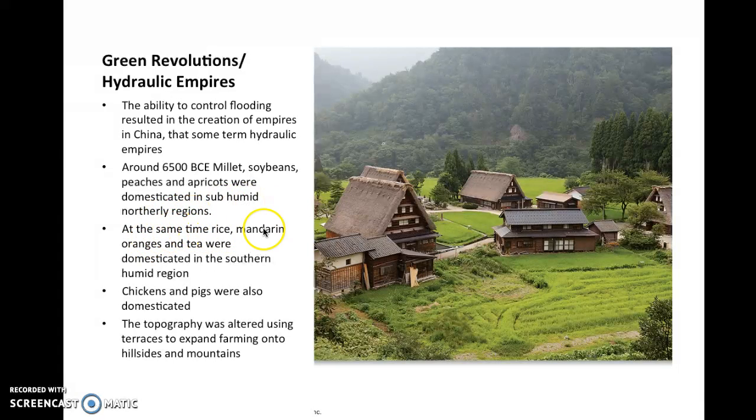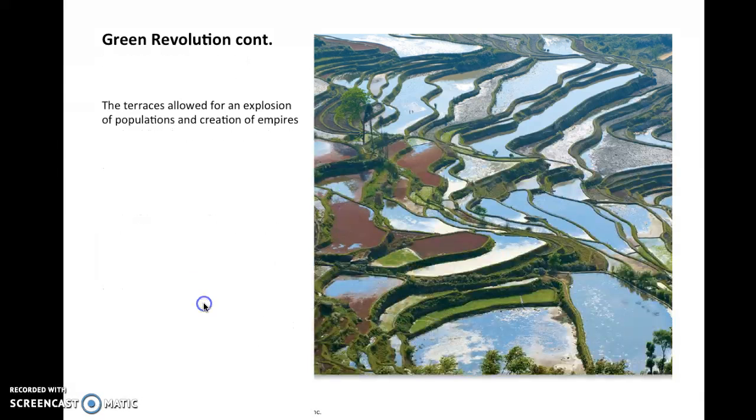Around 6500 BCE, millet, soybeans, peaches, and apricots were domesticated in the subhumid northern regions. And at the same time, rice, mandarin oranges, and tea were domesticated in the southern humid regions. And then chicken and pigs were also domesticated. And the topography was severely altered using terraces to expand farming onto hillsides and mountainsides. And here's an example of the terraces. Each of these is a different level, and you can see how extensive they made use of all available land.